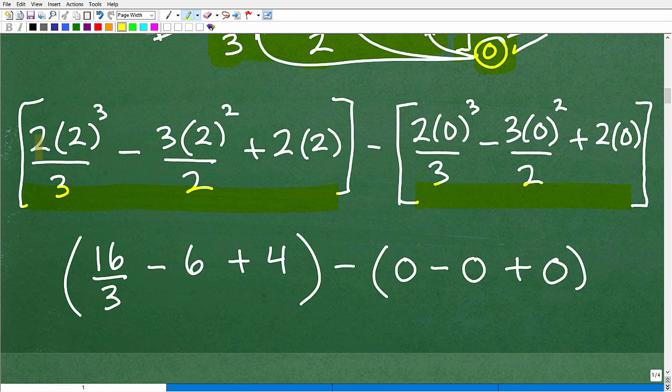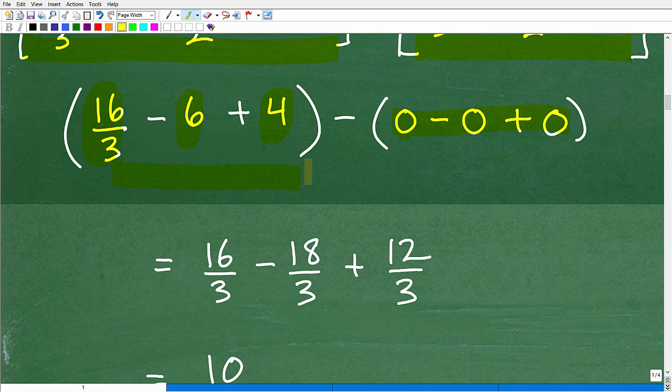So let's look at this. 2 times 2 to the cube power, that's 2 times 2 times 2, that's 8 times 2, that's 16 thirds. This will be 4. Okay, 2 squared is 4 times 3, that is 12 divided by 2 is 6. And 2 times 2 is 4. And then here I have all these zeros. That's going to make this whole entire thing 0 because I'm going to end up with zeros in each one of these little terms. So that's 0. So all we have to do is figure this out right here, and we will have solved the problem.